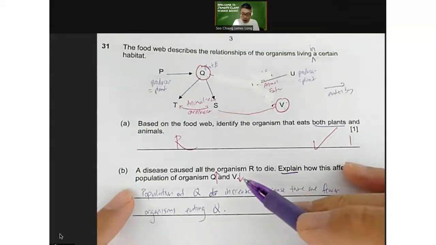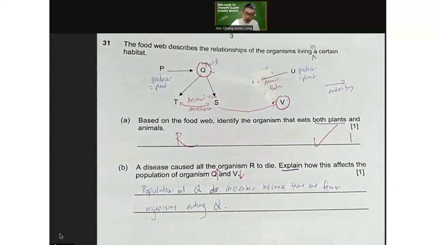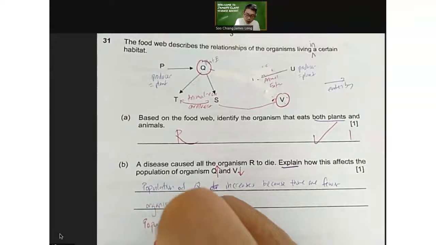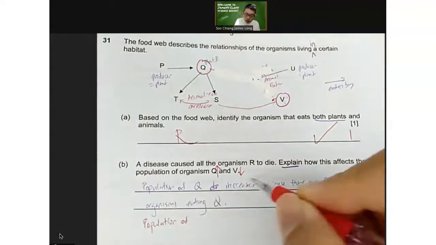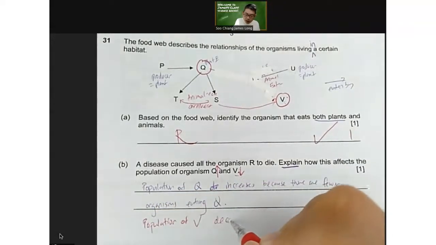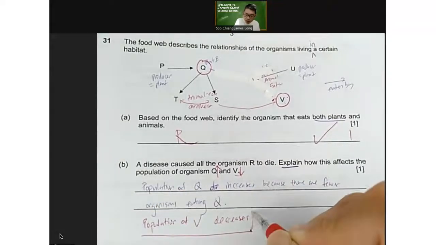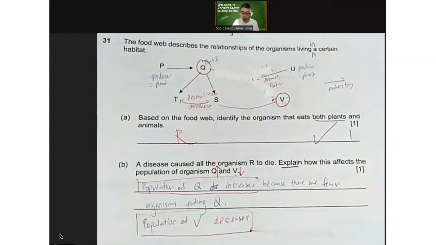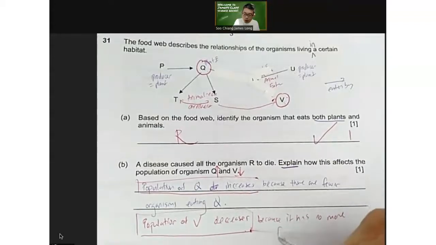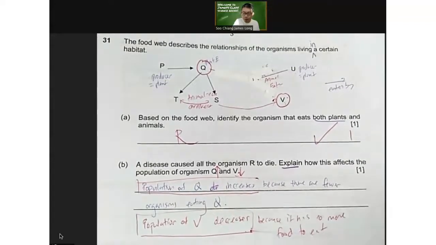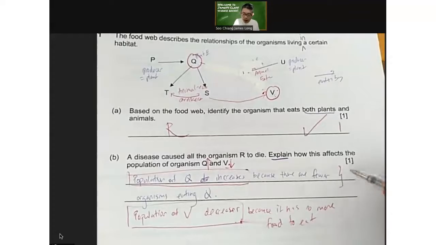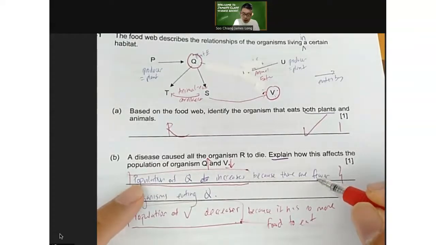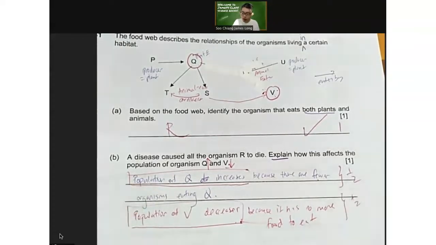So how about V? I'll answer V differently. Always use the word population. Population of V decreases. This kind of phrase is important, girls. You need to talk about the increase or decrease of the different populations, followed by the explanation. Why will V decrease? Because it has no more food to eat. Half mark to explain and state correctly the population changes for Q. Half mark for this.